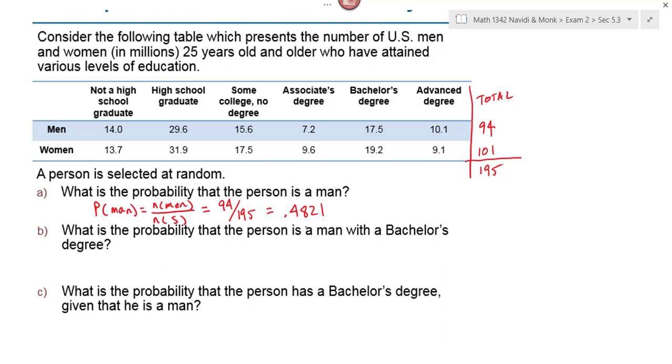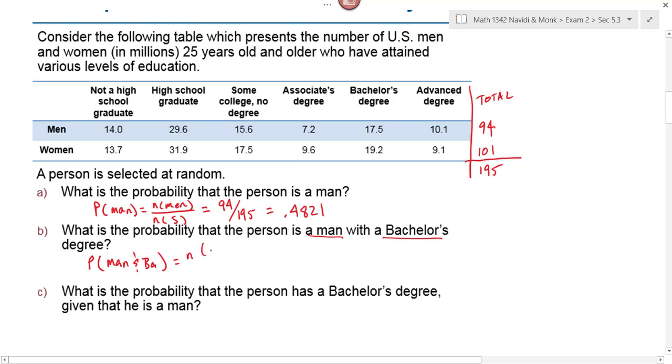Part B says, what is the probability that the person is a man with a bachelor's degree? Now I'm not looking just at men, I want a man with a bachelor's degree. So you look at your table and find out how many men have a bachelor's degree. So we're looking at man and a bachelor's degree. So that's going to be the number of people that are both men and a bachelor's degree divided by the number of people in our sample space.